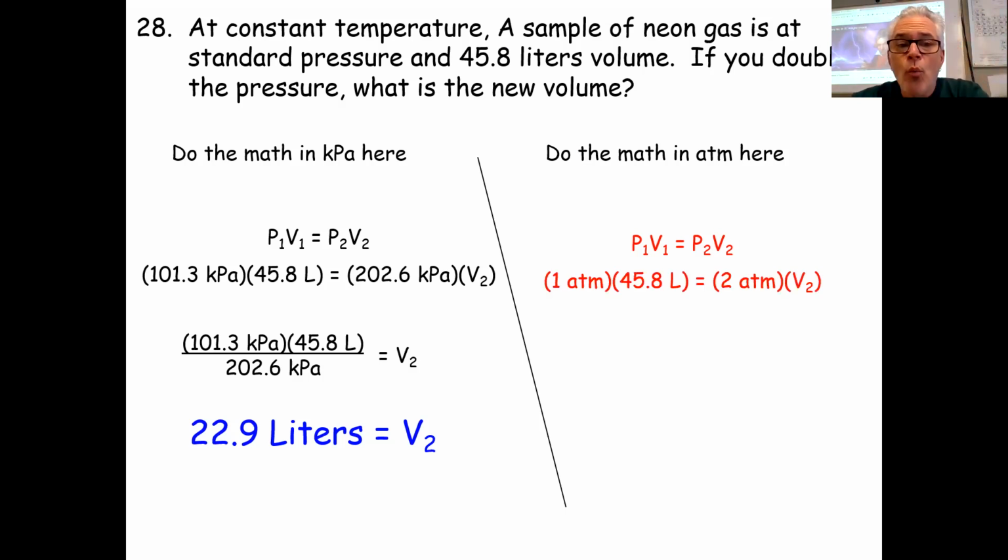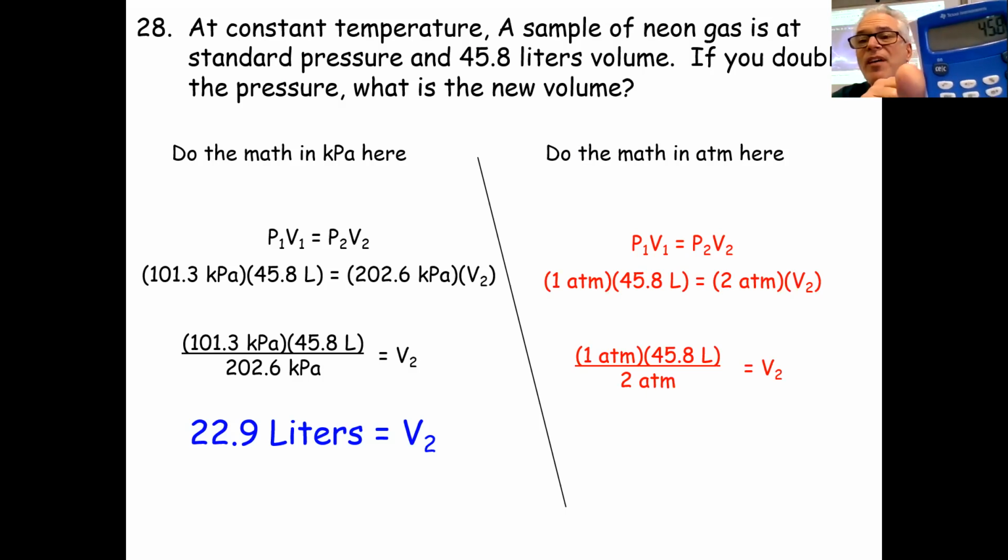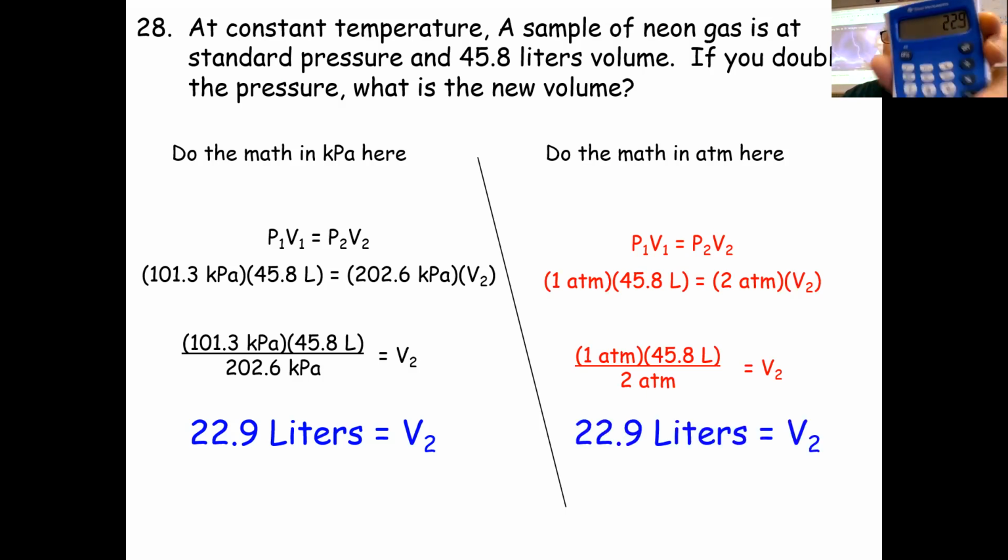Look. In this case, in red, we're going to put in 1 atmosphere times the volume, because that's standard pressure, and we double the pressure. Well, what's the pressure? Double 1 is 2. You double it up to 2 atmospheres, and then you get V2 by itself. How do we figure this out? We're going to divide both sides by 2 atmospheres. To do this, it's going to be 1 times 45.8. That's just 45.8. And then we divide it by 2, and look at that. We get 22.9 again.